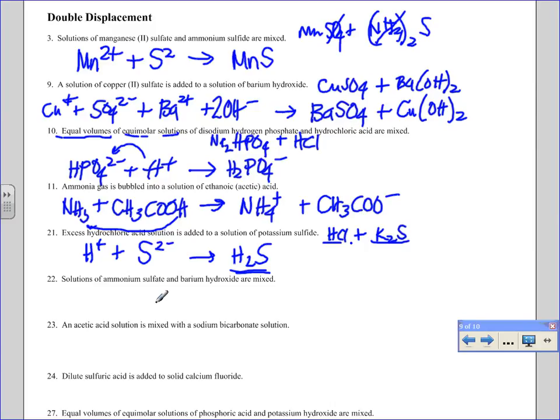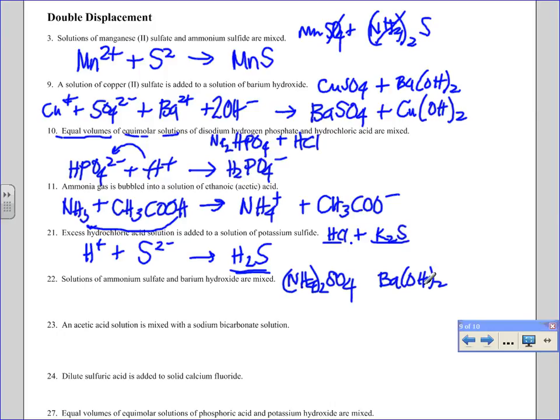Solutions of ammonium sulfate and barium hydroxide are mixed. Okay, so you've got NH4 plus and sulfate, and then the barium hydroxide. So this is a classic double displacement reaction. We're producing ammonium hydroxide and barium sulfate. Okay, the barium sulfate is a precipitate. And the other thing that you want to see here is that NH4OH is one of the substances that you want to recognize as undergoing a further decomposition. NH4OH further decomposes into ammonia and water.